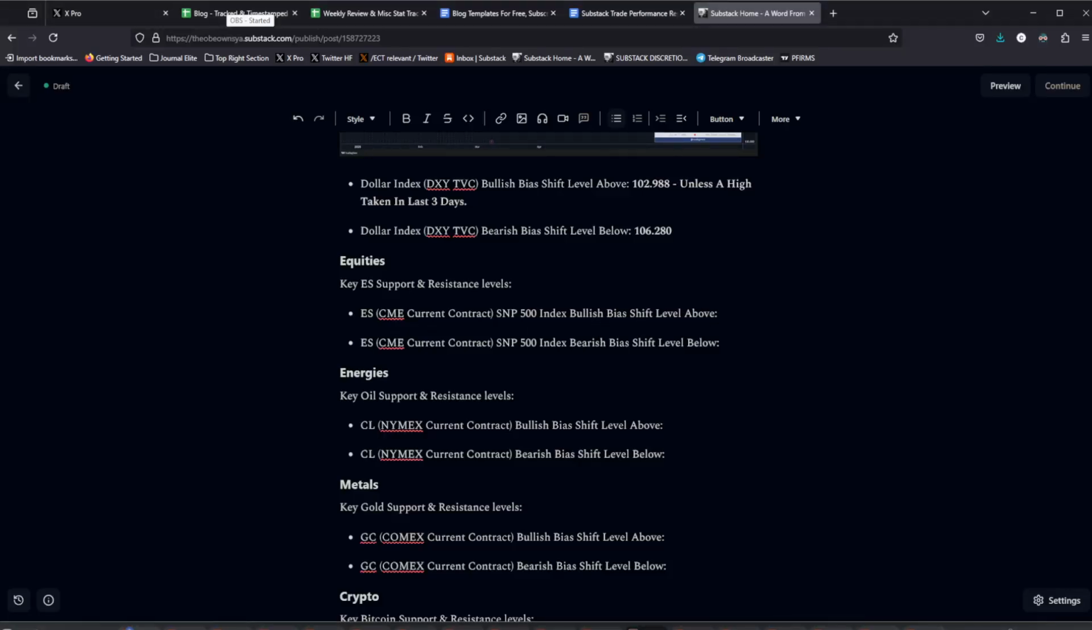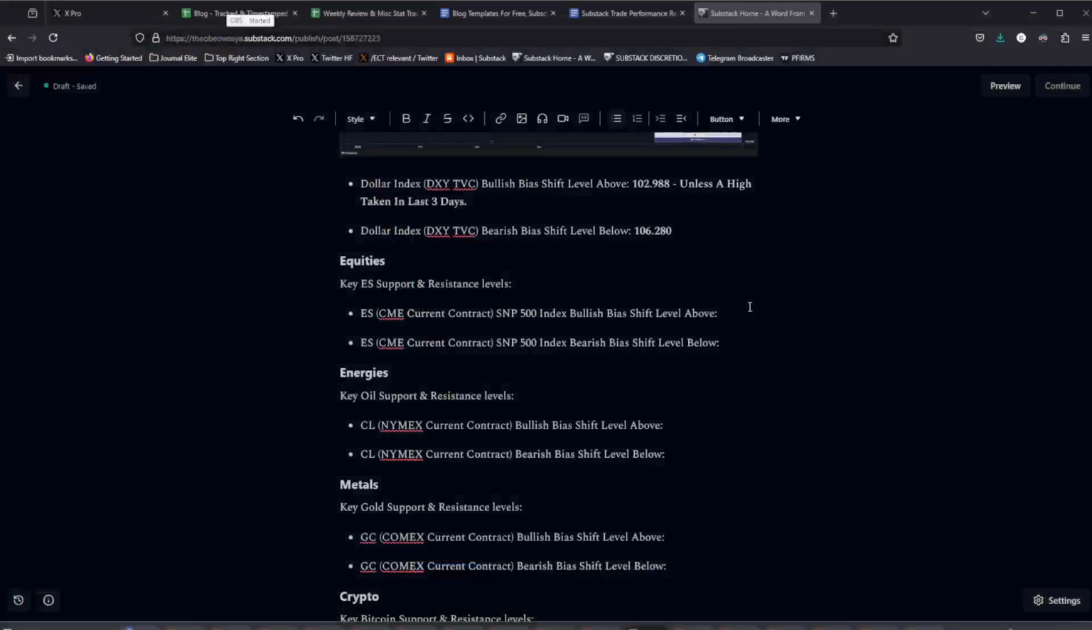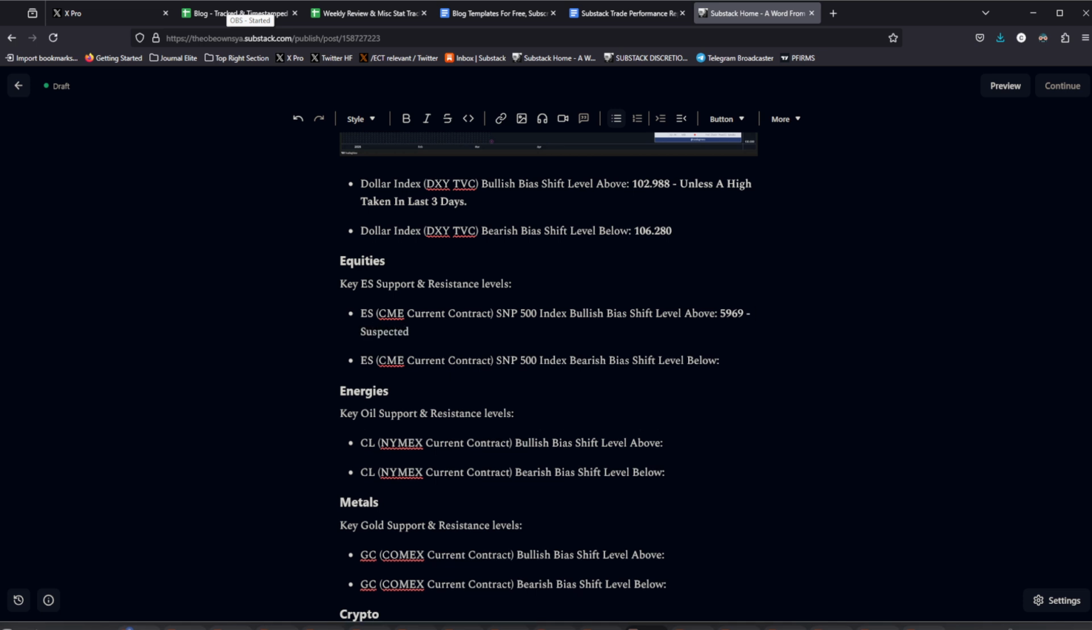And so we have a couple of levels. This one would be 5696 for bull support. Suspected low until CPI. If broken, new low of week more likely. Right? So that is what we're looking at for that.